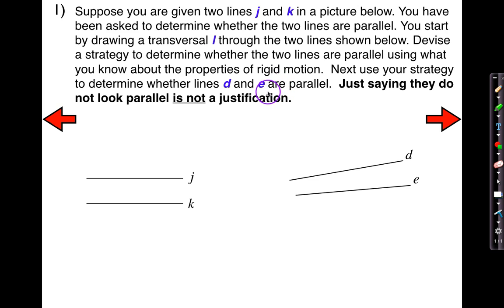So please be careful. You just can't say, oh, look, they look parallel, so I know that they are. Okay, that's not going to be enough. So here, a transversal is drawn here. Now, we're asked to defend whether or not these lines are parallel using some sort of rigid motion. So let's go ahead and do that.